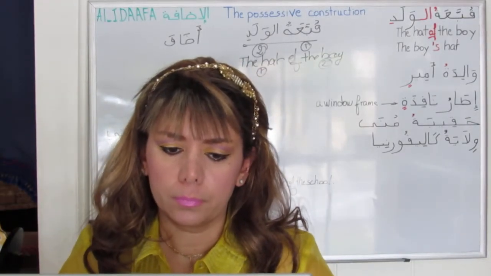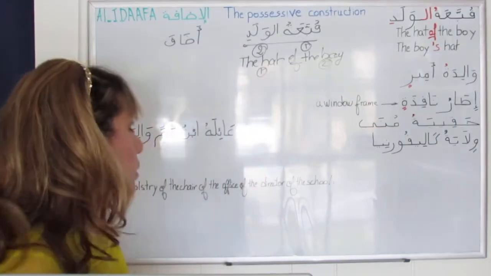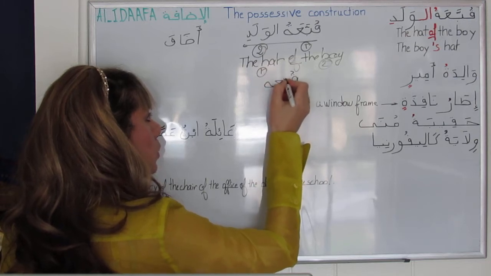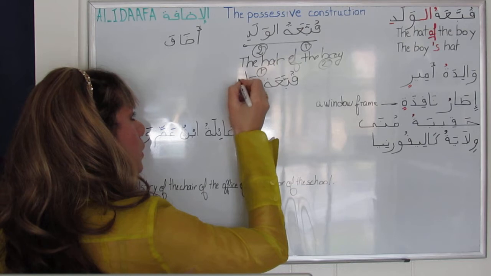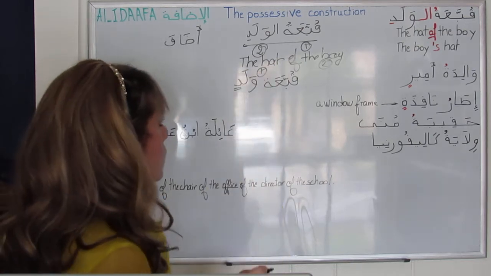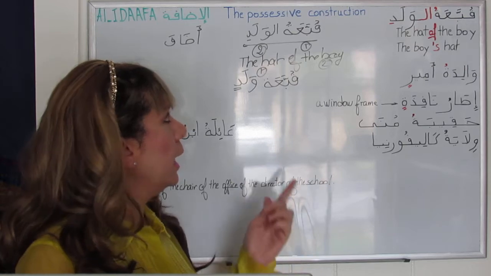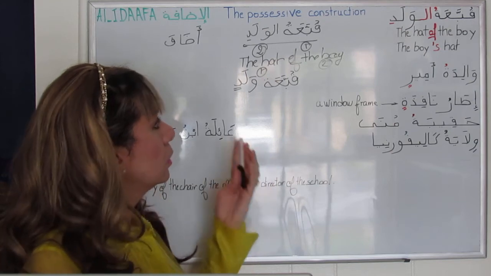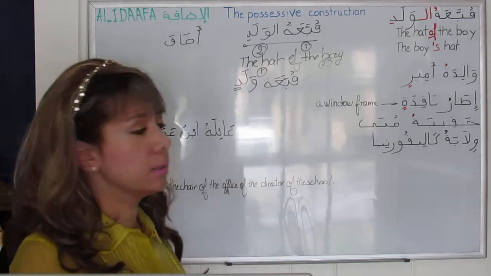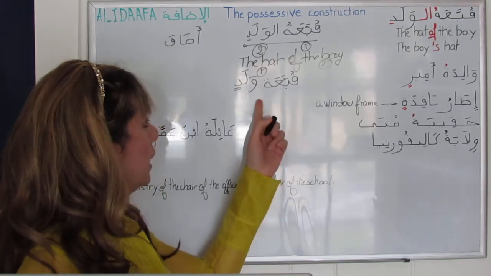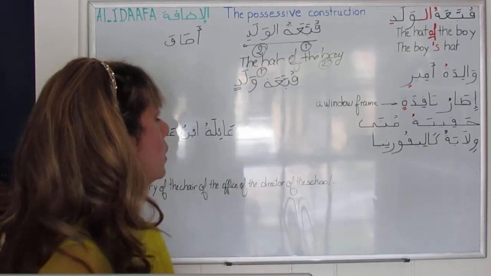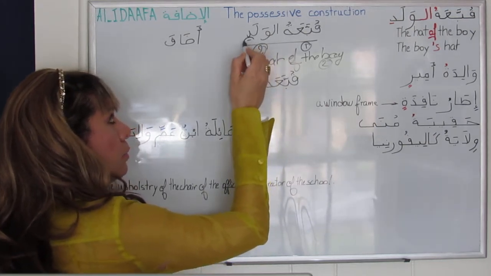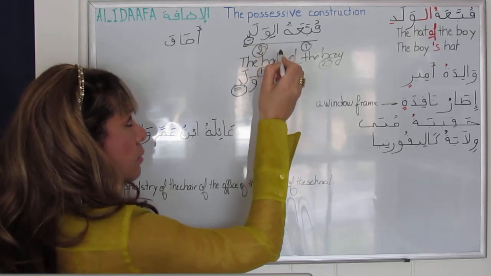And sometimes it may be indefinite. For example, if I say قبعة ولد, it means a hat of a boy, or a boy's hat. Yeah, a boy's hat. Here we don't have the definite article al. We have tanween in the second term, and here we don't have a tanween and we have the definite article al.